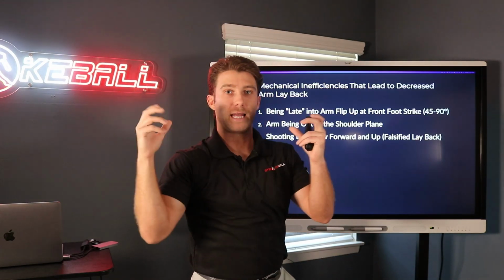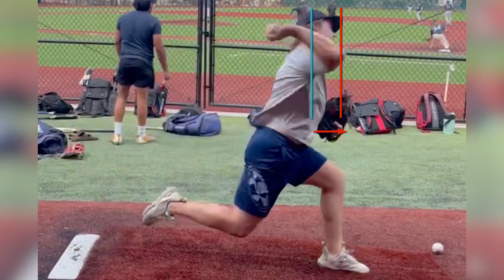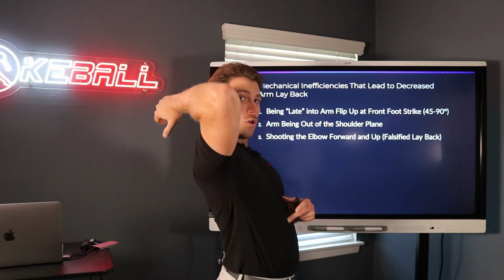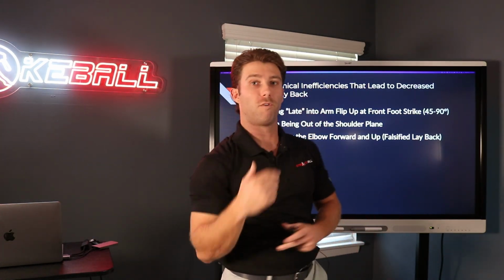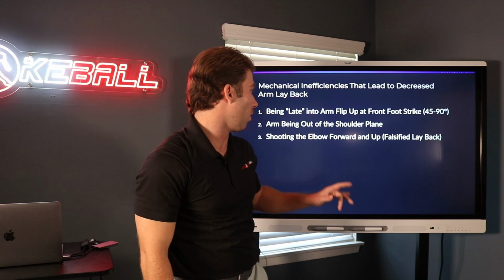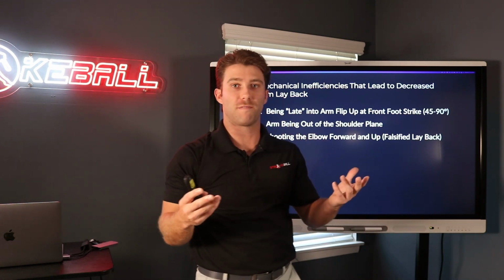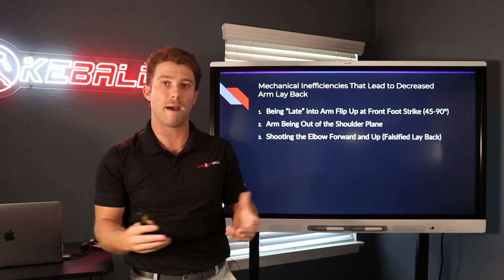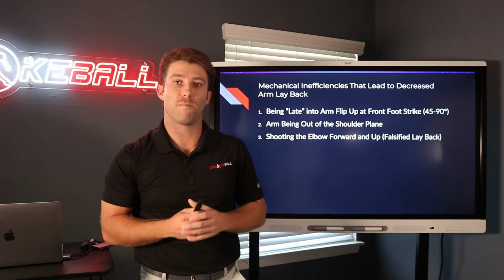We'll see guys that get that fake layback. They're shooting the elbow out front of the arm, and for a portion in time, it looks like they're getting this crazy amount of arm layback. And really, it's just a result of them shooting the arm forward and pushing with the tricep. So if we see that where they're either shooting the elbow forward or up, we call that falsified layback. It's not true arm layback. And we'll definitely point that out on your mechanical evaluation if we see you doing that.